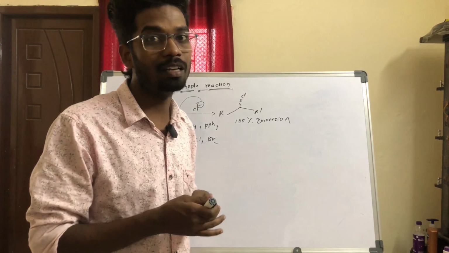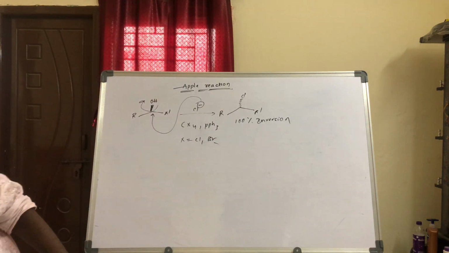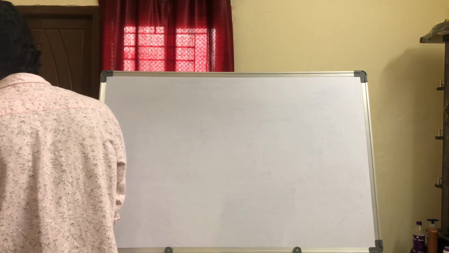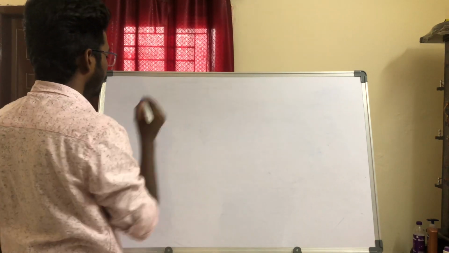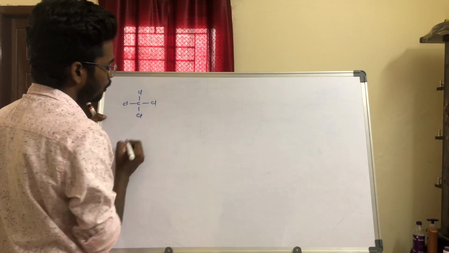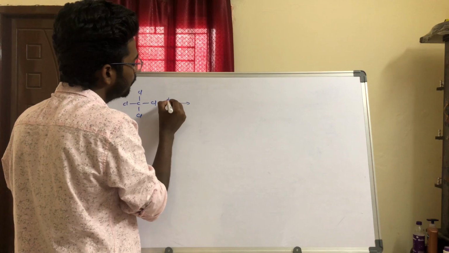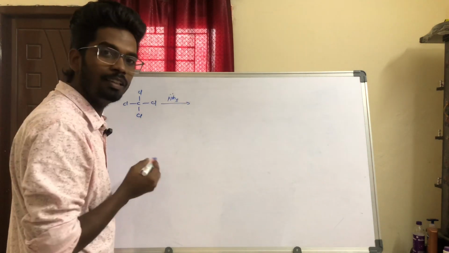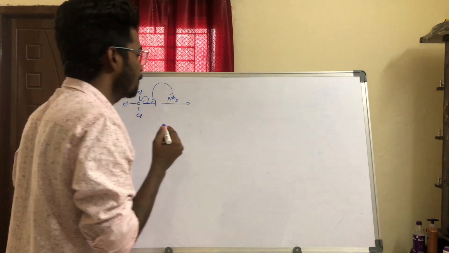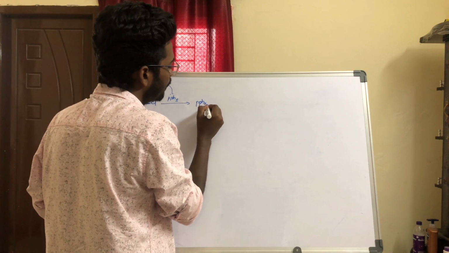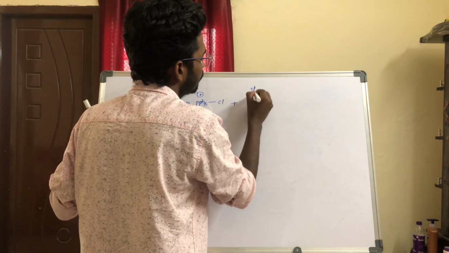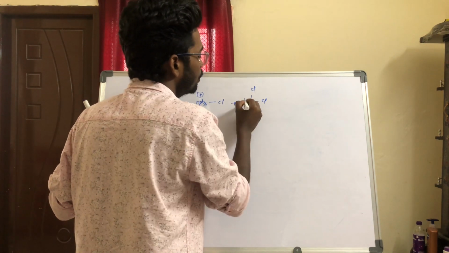So what is the reaction mechanism? Let's see the mechanism of this Appel reaction. First, CCl4 is treated with PPh3. The PPh3 takes a chlorine from CCl4, and the bond migrates here. So you will get PPh3 containing a positive charge, as well as CCl3 with a negative charge.